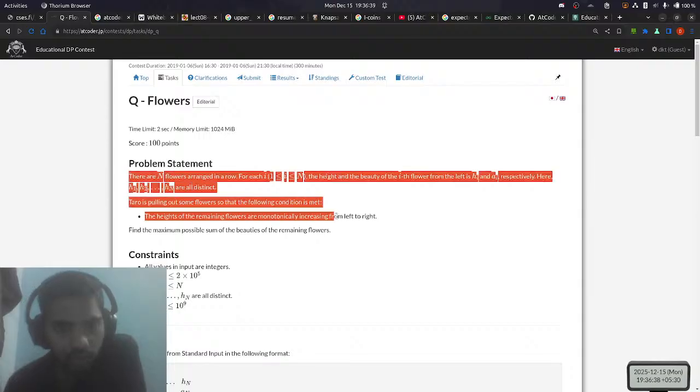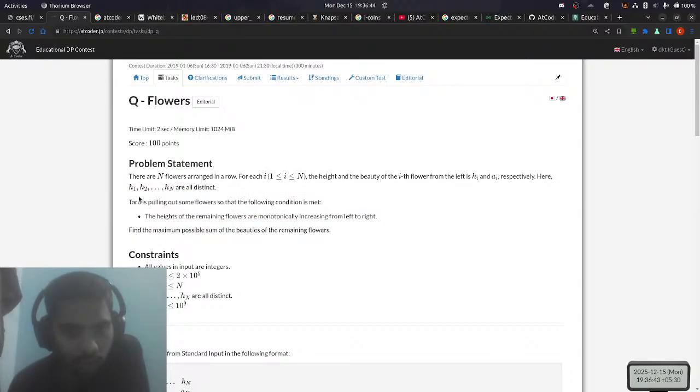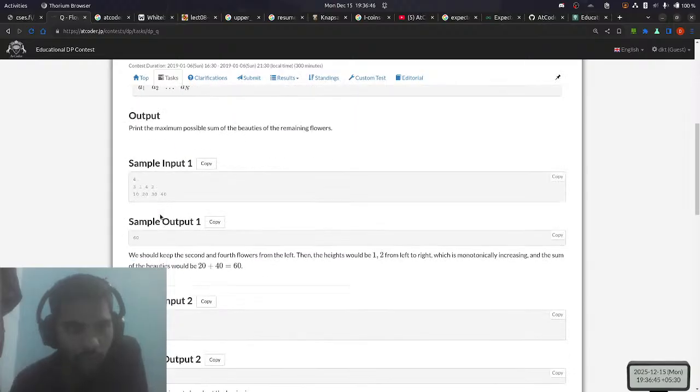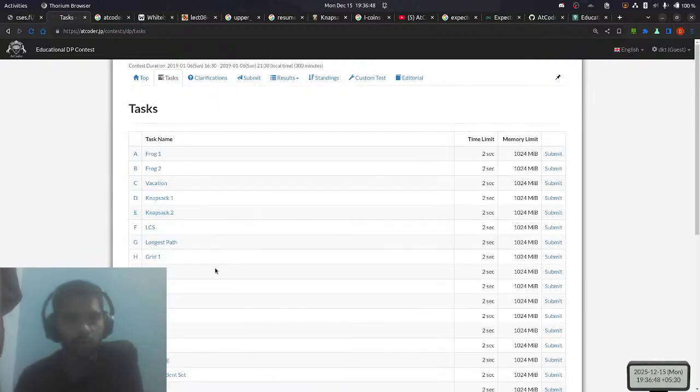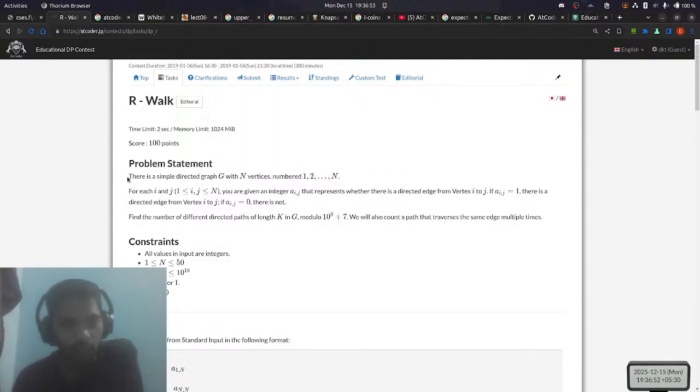Flower. Okay. There are very interesting problems. Walk. Directed graph. For each, you are given an integer aij that represents whether there is a directed edge from vertex i to vertex j. So there is a directed edge or not. Number of different directed paths of length k in G. You will also count a path that traverses the same edge multiple times. Oh shit.